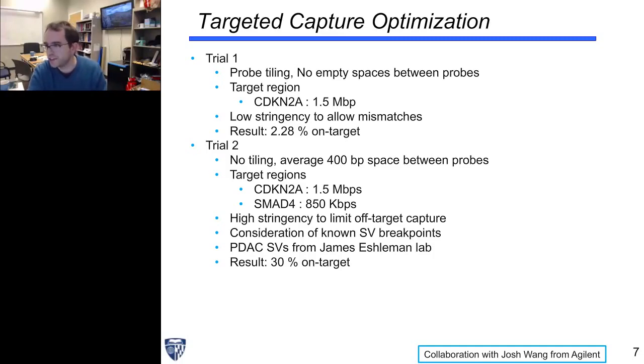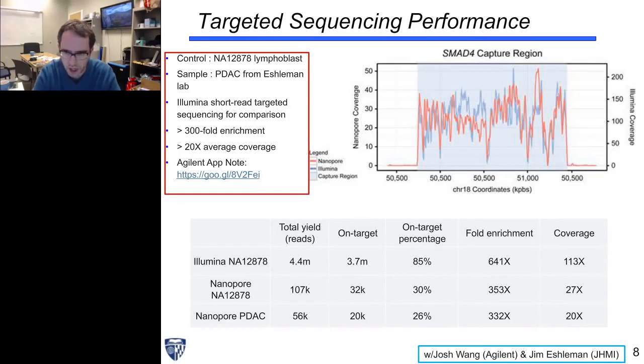We then applied this to pancreatic ductal adenocarcinoma, again, the most common form of pancreas cancer, samples from Jim Eshelman's lab, a researcher here at Johns Hopkins. The result was that about 30% of our sequencing reads were on target, right where we wanted to be. As I mentioned, this was in collaboration with some of our associates at Agilent, specifically Josh Wang. So our targeted sequencing performance was actually quite good.